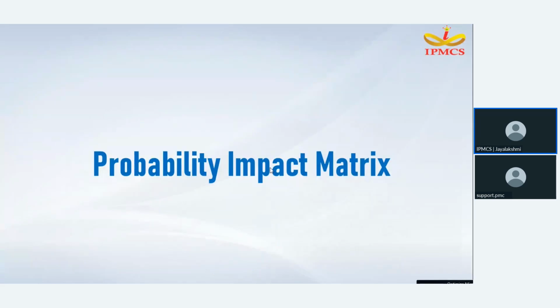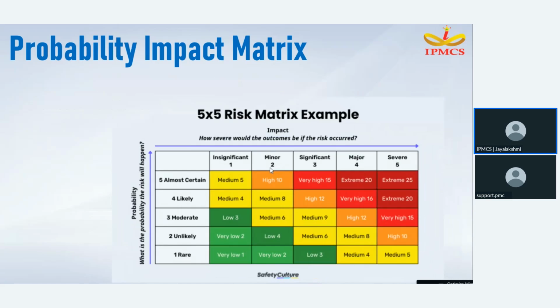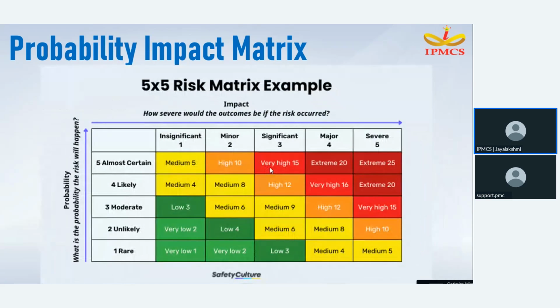One is the probability impact matrix. The probability impact matrix, or probability risk matrix, is a visual tool depicting potential risks affecting the business. The risk matrix is developed based on the likelihood of a risk to occur, the probability of a risk to occur, and its impact. It is generally based on how likely this risk can occur, most likely or rare, and its impact, insignificant or very severe. This example is a 5x5 matrix. The matrix can be up to 9x9 also.